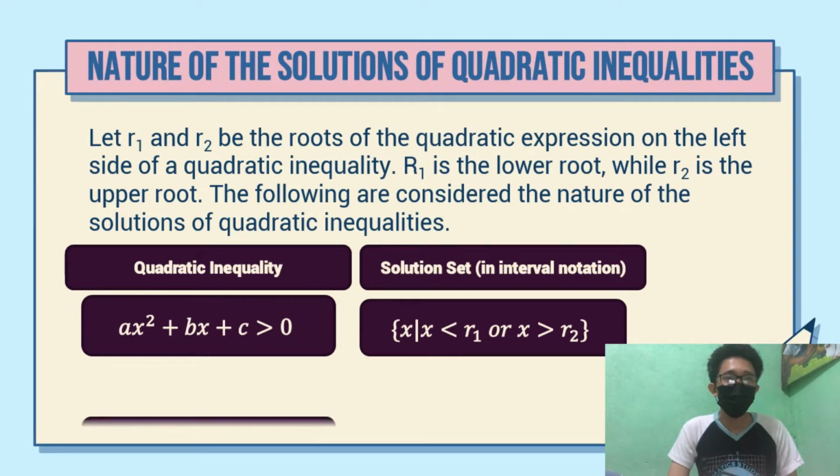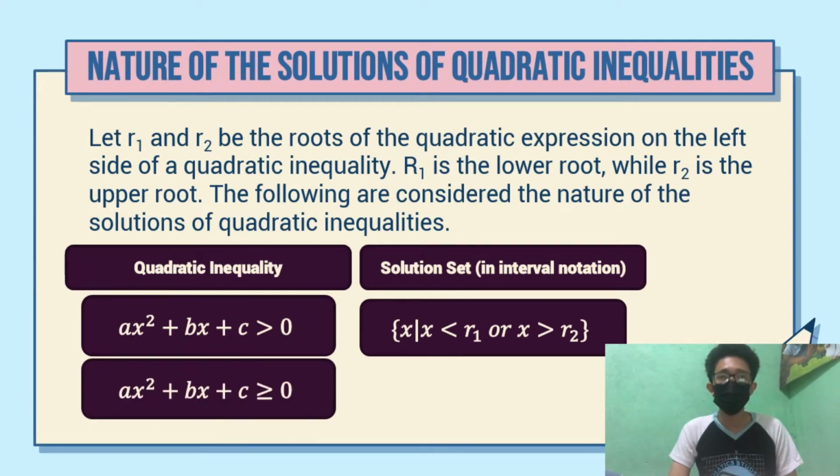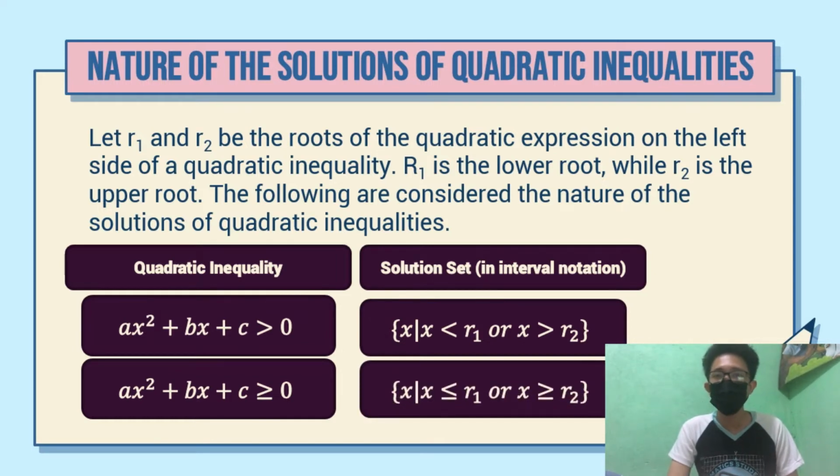We also have ax squared plus bx plus c is greater than or equal to 0. So the solution set will be x such that x is less than or equal to r sub 1, or x is greater than or equal to r sub 2. The difference between the two solution sets is the presence of the equal sign in the second condition rather than the elimination of the equal sign in the first condition.